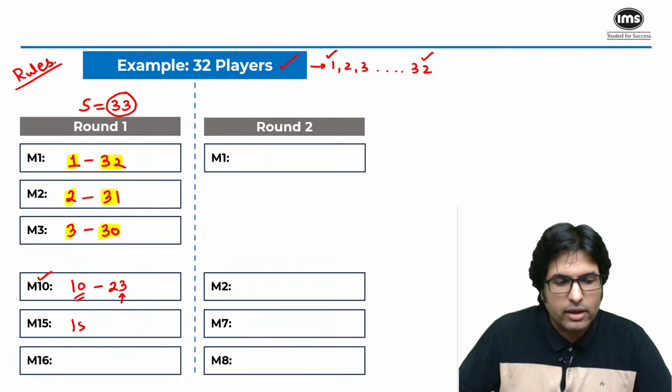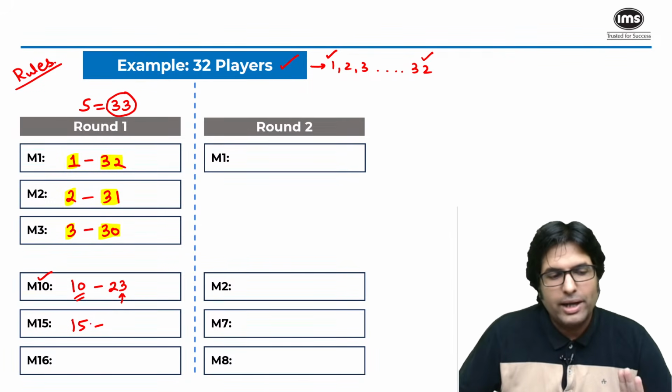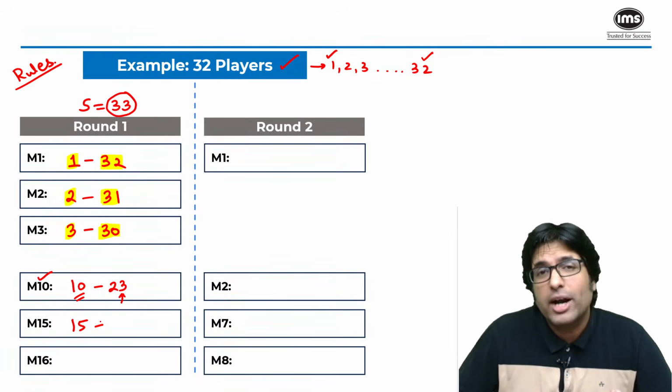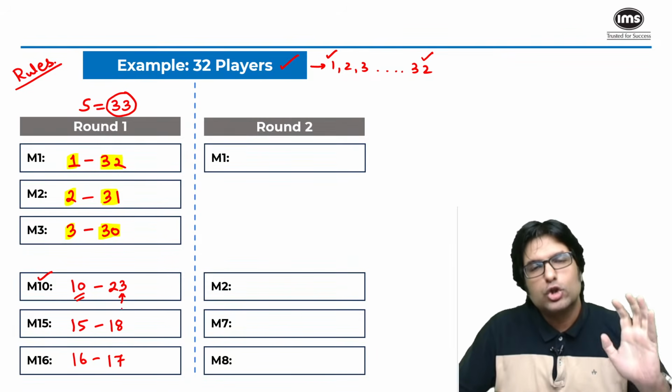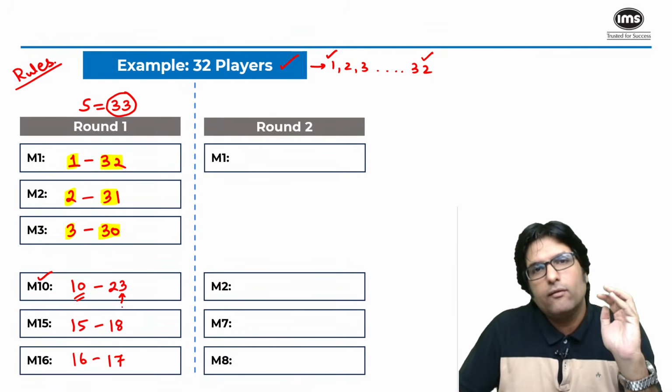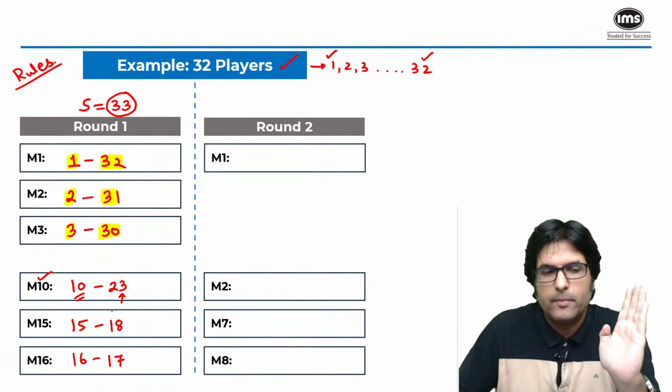Now I'm going to quickly fill the table on these lines, assuming that everybody has understood what is happening. So player rank 15 would play against which rank player? 15 should be added to what number to get 33? So we'll say 18. 15 and 18 is 33. Player rank 16 would play against player rank 17. So this is how the scheduling for round 1 typically happens when you have 32 players.